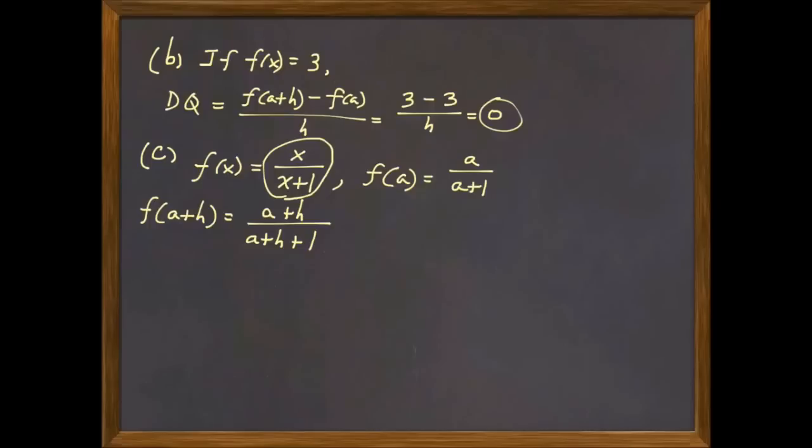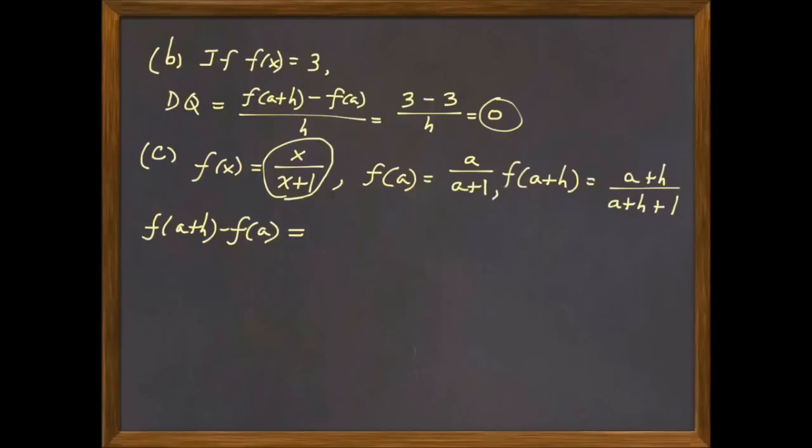Now, we need to take the difference of those two things we just found. Well, it's been a while since we've dealt with subtractions of fractions. You've got to be a little bit careful here. Let's just rewrite what we've found earlier on. This is a plus h divided by a plus h plus 1, minus a over a plus 1. The denominators in those two expressions are completely different, which means the common denominator should be the product of those two things. So we're just going to write those two terms next to each other because that's the product.